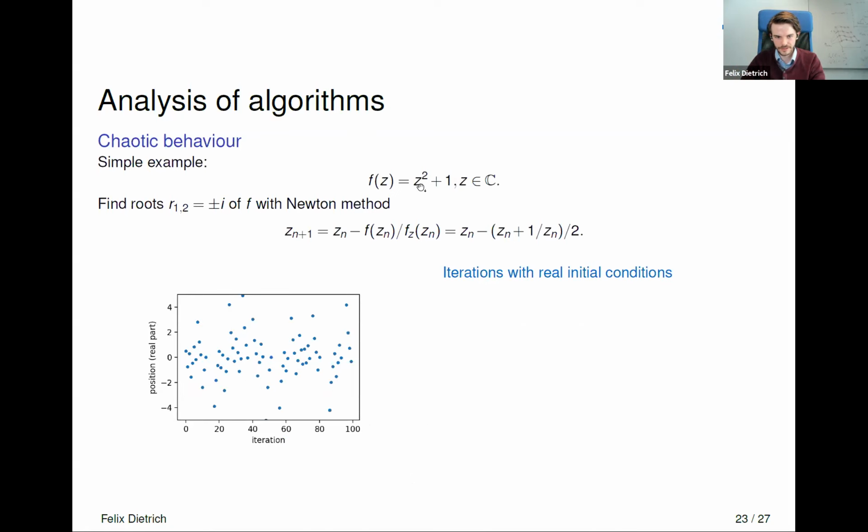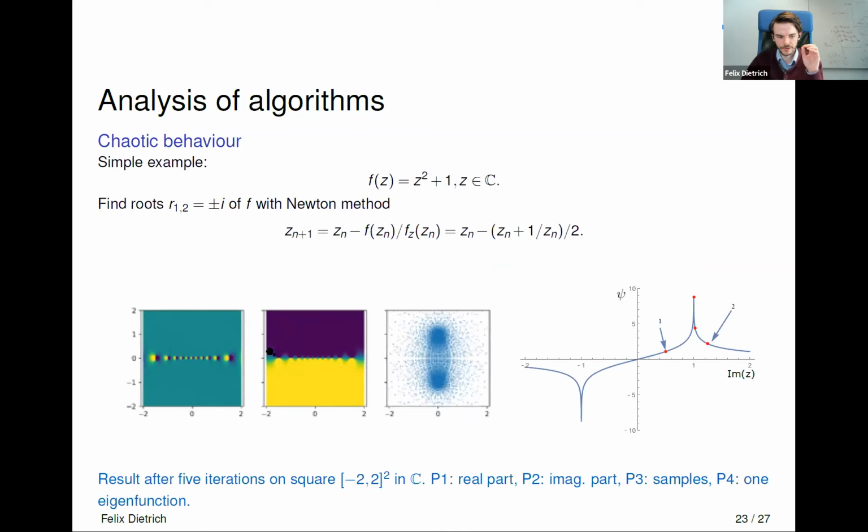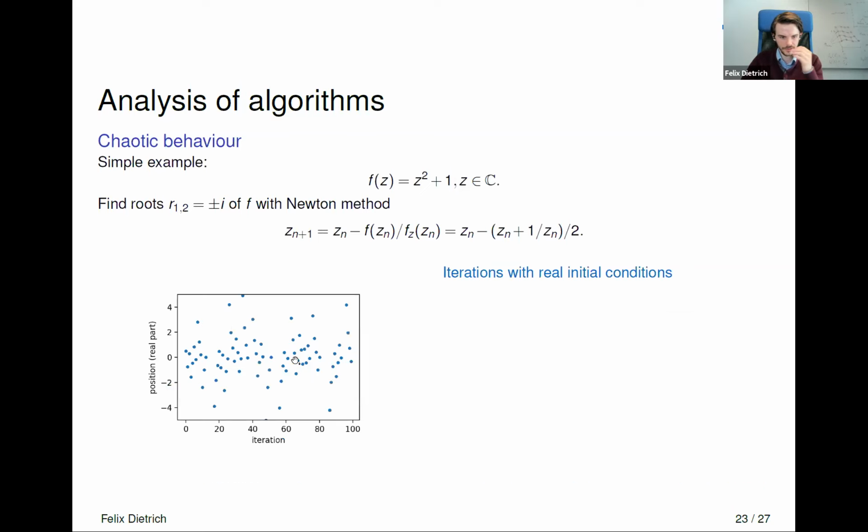If we now pick an initial point for Newton's method on the real line, so just here with exactly zero imaginary part, then this is a chaotic algorithm, right? It will not converge. It will never go back to some of the earlier points. And this is the sequence of points for 100 iterations, which was a little surprising to me, because I just saw that this would happen.